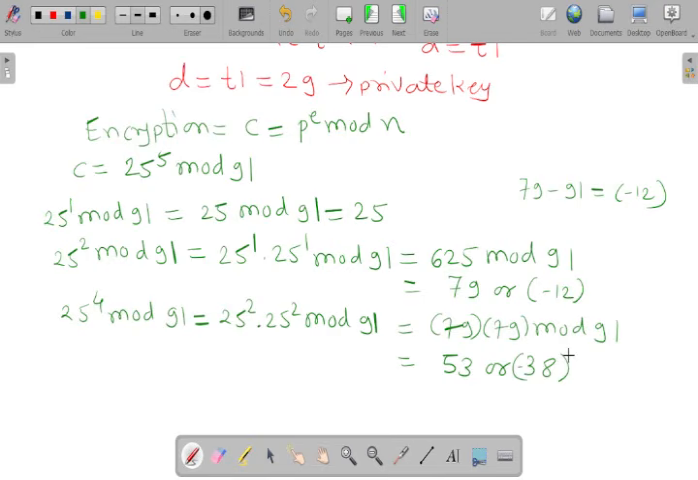So how does this minus 38 come? That is 53 minus 91. You will get the answer minus 38.